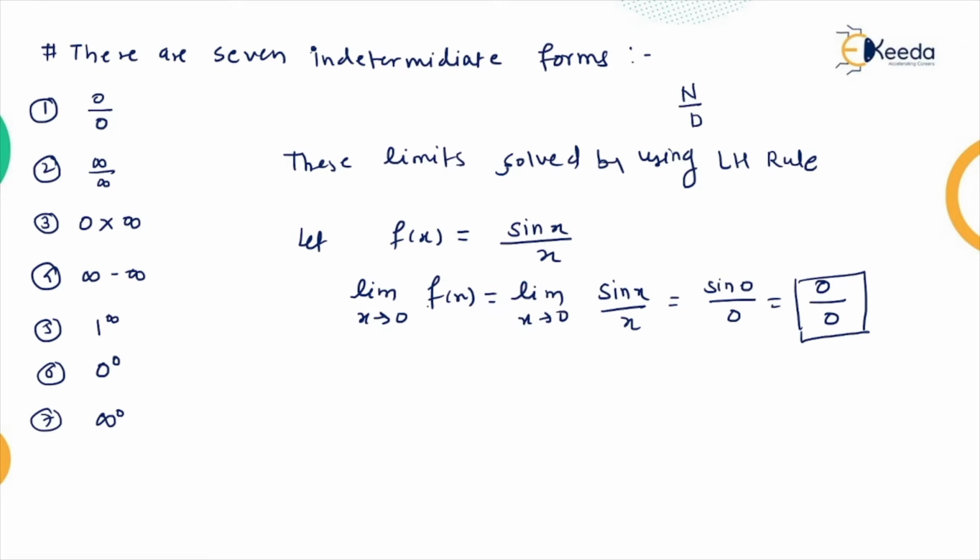Also, for example, suppose you take the limit of this f of x as x tends to infinity, the limit as x tends to infinity of sin x upon x. You replace x by infinity, so you get infinity by infinity. So you get the second indeterminate form, guys. In this way, when you solve these limits, you get these types of forms: 0 by 0, infinity by infinity.